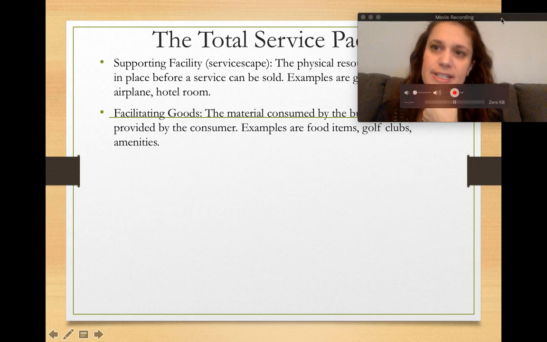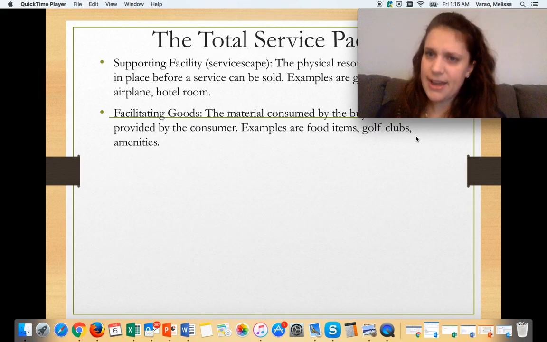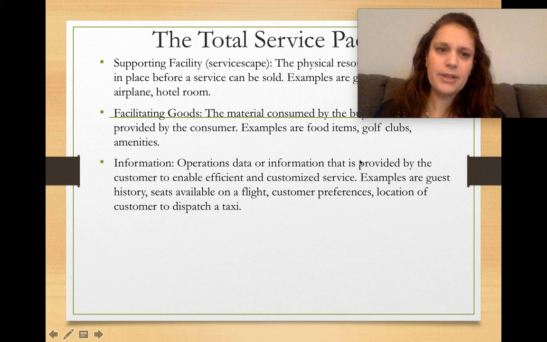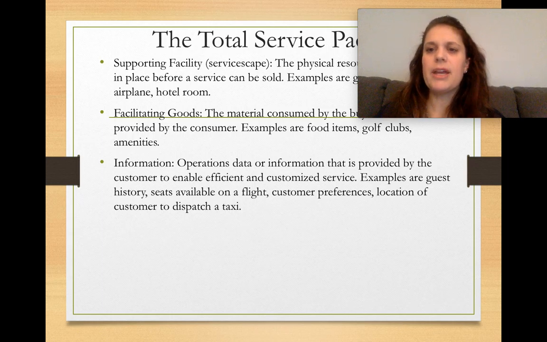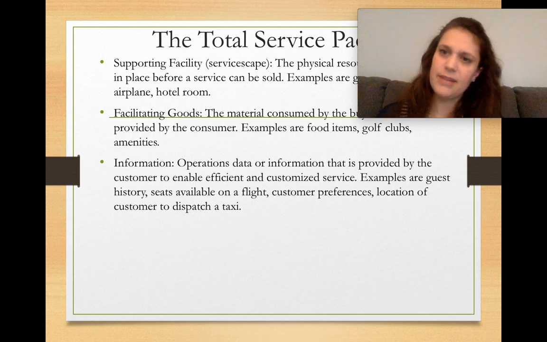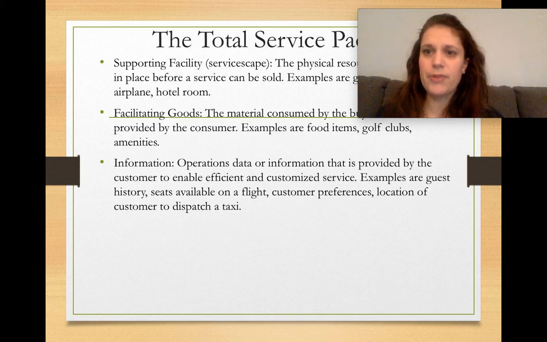The facilitating goods, as I mentioned, the golf clubs, for example, the things that we have to have in order to receive the service that we're paying for. The food at a restaurant is a good example of facilitating goods. Information. So this is most often information that we use in order to make the service work. So the PMS systems that are used at a restaurant, for example, the reservations systems that are used at a hotel, a guest history that tells us how many times a guest has stayed with this particular brand or at this particular property. Those are all pieces of information that we use in order to provide the services.